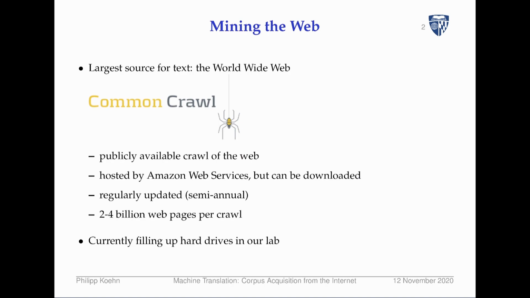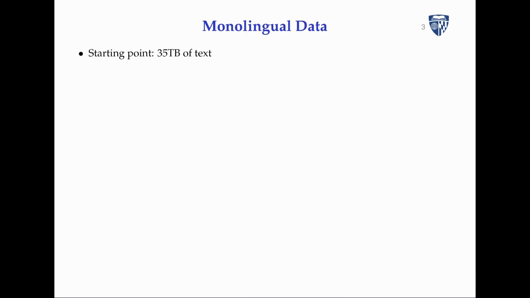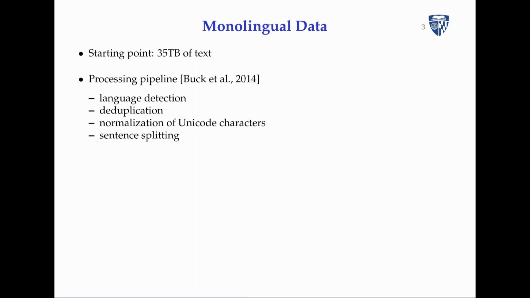It is regularly updated. It says here semi-annual. It fluctuates a little bit how often it's updated. More recently, it's updated more frequently. And in each of these crawls that are being released, about 2 to 4 billion web pages are being released. So this is one of the corpora that are currently filling up hard drives in our lab. So this is what this corpus is. The starting point is in the order of 35 terabytes of text.